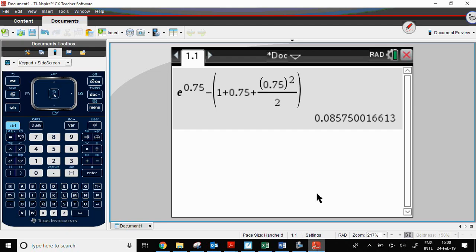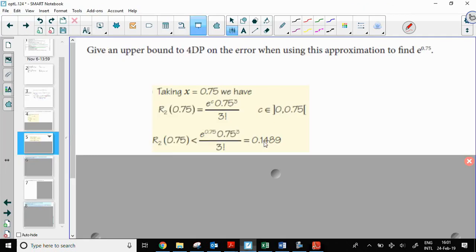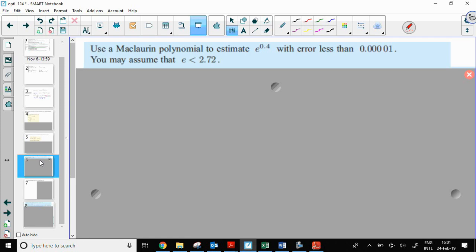We could check. What is the actual error? Well, it's certainly smaller than what we just calculated for our upper bound. It's almost half of it. Don't put this down as your answer on the test, though. That'll be the wrong answer. You need to get this as your answer. Let's do another one. Continuing to work with e to the x.